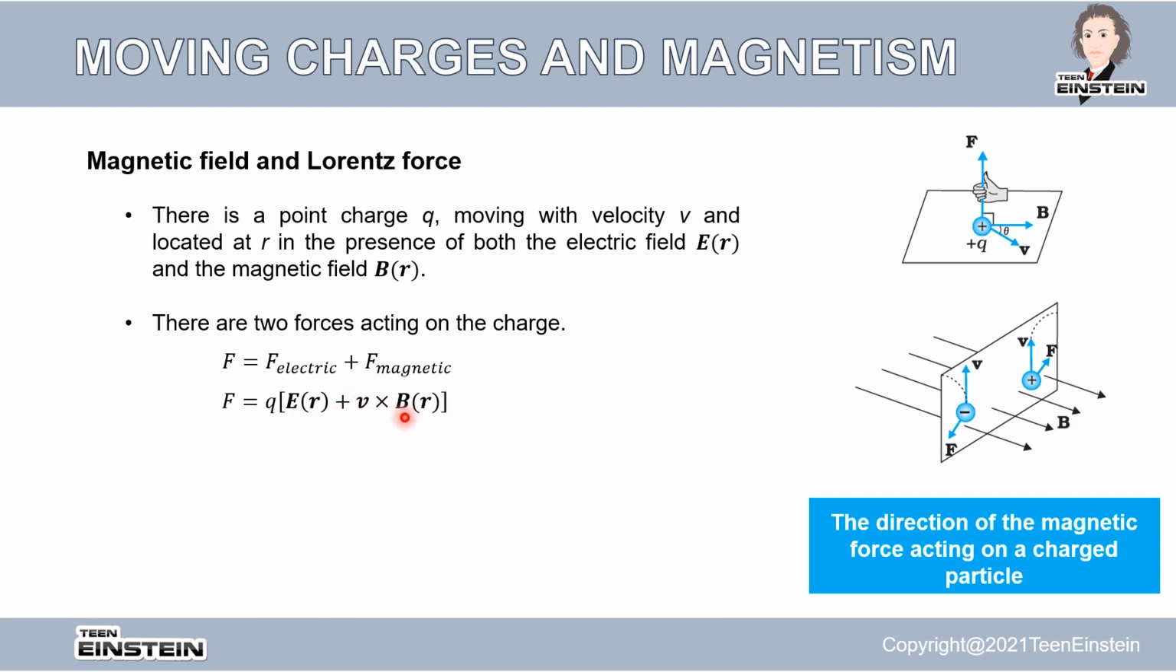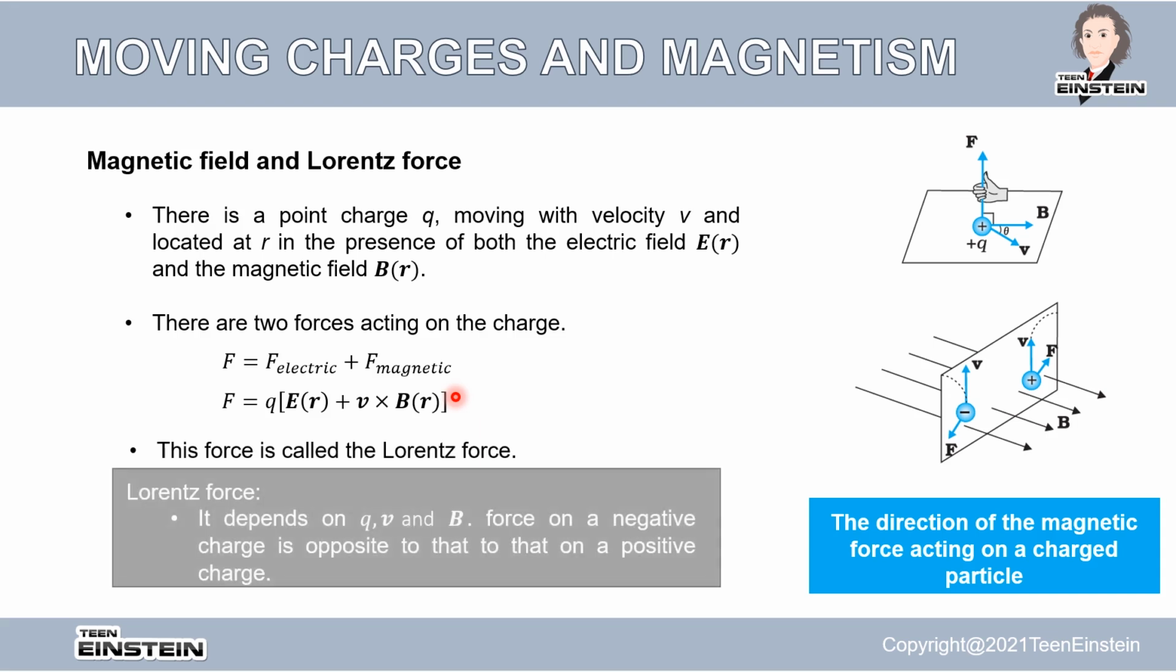Now V is a vector, and B is a vector, so this is a cross product of vectors. We know from mathematics that if you have the cross product of a vector A and a vector B, you get a final vector which is perpendicular to both vectors. So V cross B has to be perpendicular to the plane in which V and B lie. This is a vector, so finally F is a vector. This is called the Lorentz force, which gives the total force exerted on a charged particle moving with velocity v in the presence of magnetic and electric fields.